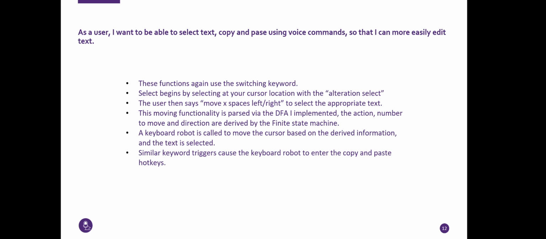So this directive, move X number of spaces left or right, is tokenized and parsed by the DFA, and from there we can get the appropriate action, which is move, the number, which is X, and the direction, which is left or right. After we have that information, we call a keyboard robot to execute based off of that. The copy and paste are done similarly.